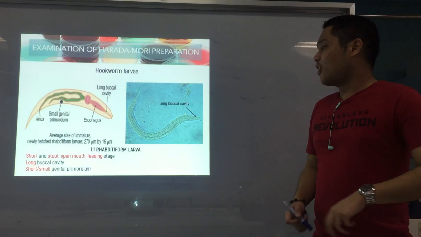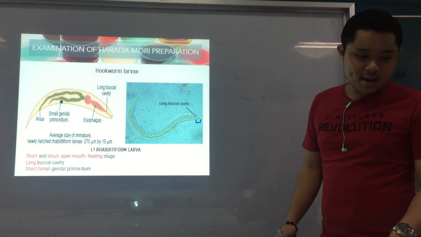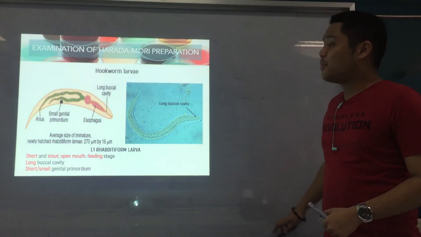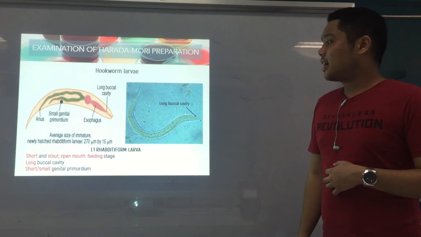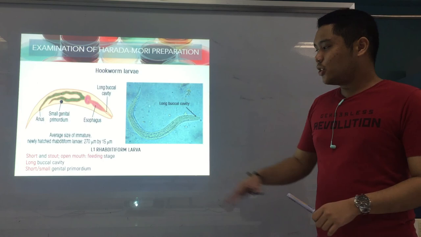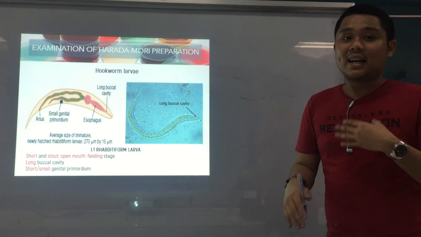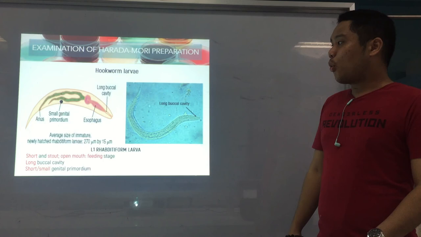So long buccal cavity, this one here, that's the buccal cavity or the mouth itself. And aside from that, it has a short or small genital primordium, or its genital organ. As you can see, you cannot see it because it's small. So please take note of those characteristics because that's what we're going to compare with the strongyloides larvae later. So that's the rhabditiform, the feeding stage larva of your hookworm.